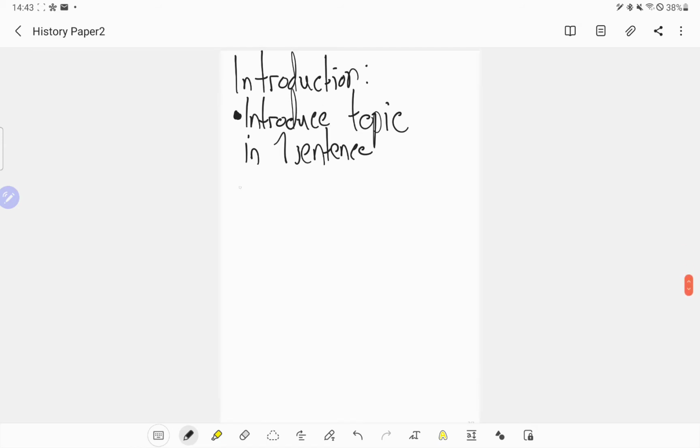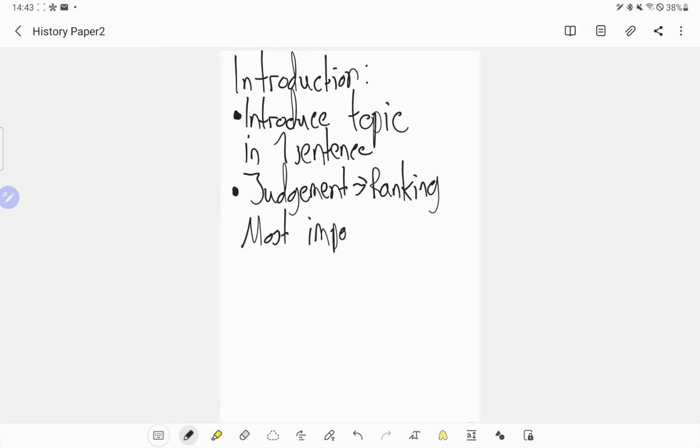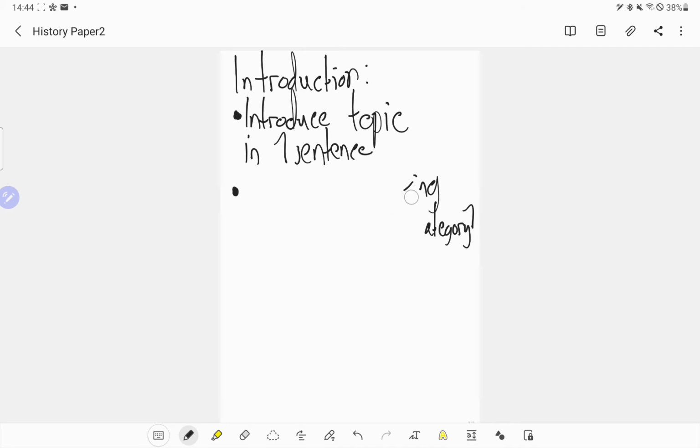Now that we've introduced the topic in one sentence, we're gonna make a judgment slash ranking. So we're gonna do a ranking. Now, for example, if we're still talking about the factors for emergence, we're just gonna talk about the most important factor. And this category would be category 1, is what we said, right? Sorry, I just messed up. Okay, it's fine. Now you can see that sometimes it's important to have the right order. So keep a clear mind.